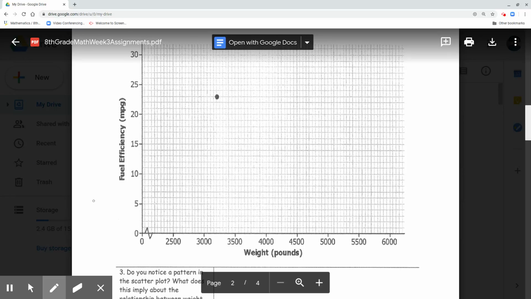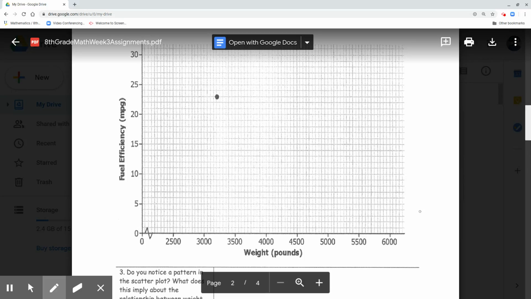So we're making the assumption here that the fuel efficiency of the car will depend on the weight of the car. So the weight of the car is going to be our independent variable in this case. So we're putting it on the x-axis. Fuel efficiency is going to be the dependent variable, or our y variable, so it is going to be on the y-axis.